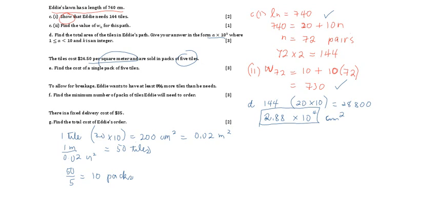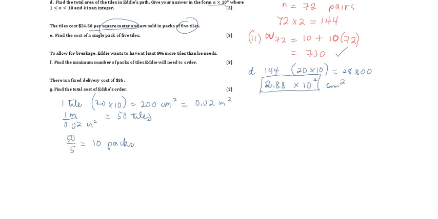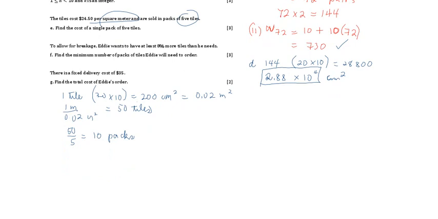Therefore, what's the question? Find the cost of one single pack. So that will be 24.50 per square meter, right? So divided by 10. So this is equal to 2.45 dollars per pack. I hope that is clear.